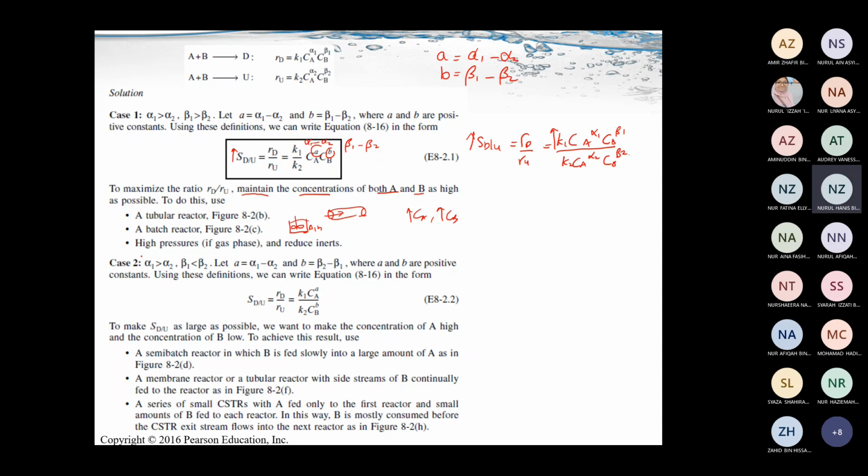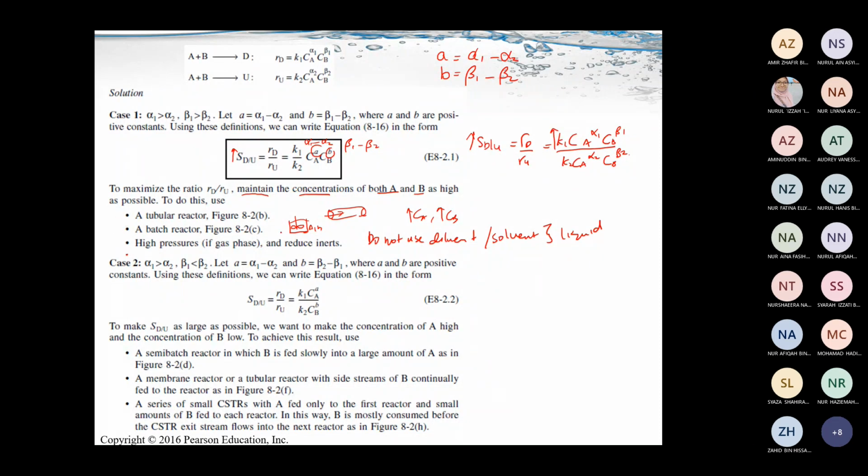Okay, ini untuk case. Kalau untuk liquid pula, do not use diluent, alright, ataupun solvent. Okay, so this is applicable for liquid. Okay, inilah dia punya cara untuk maximize the selection.